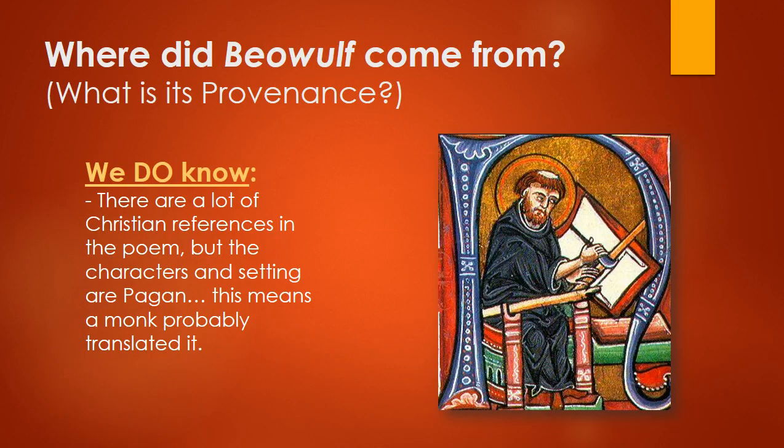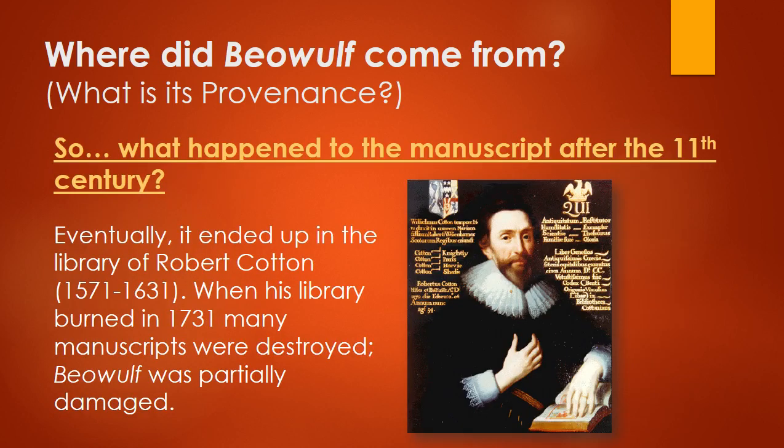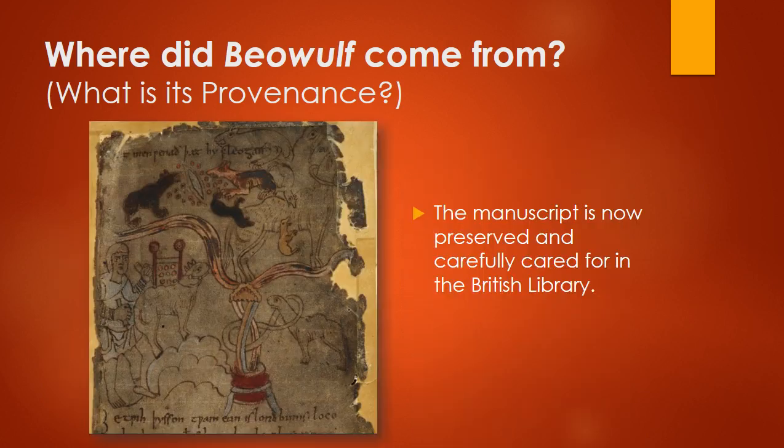We know that, although the story was set during pagan times, it is likely that a monk wrote it down, because he added a lot of Christian references throughout the poem. Eventually, the manuscript ended up in the hands of Robert Cotton, a member of Parliament who founded an early library. When that library burned in 1731, the manuscript was partially damaged. Today it is well cared for in the British Library.